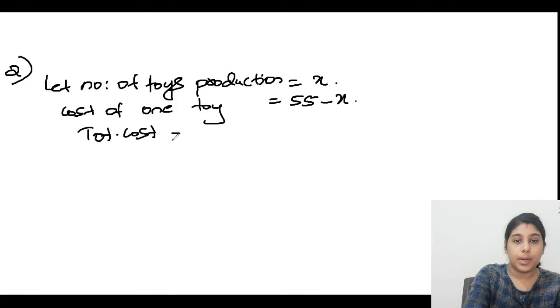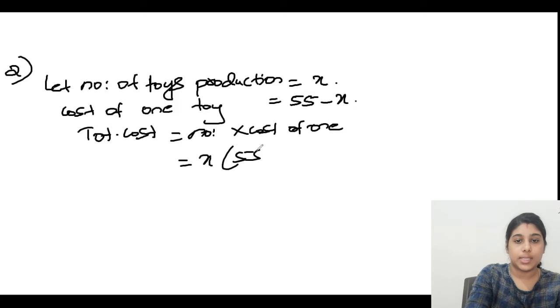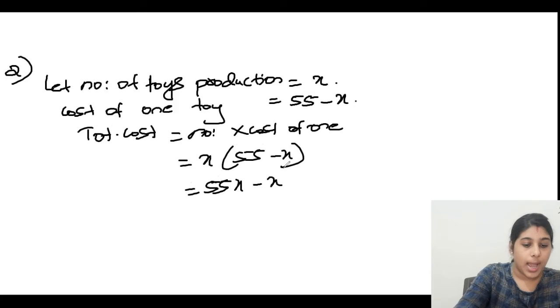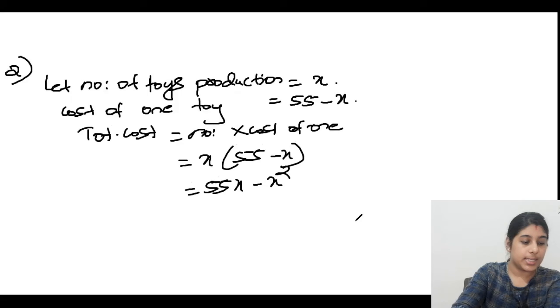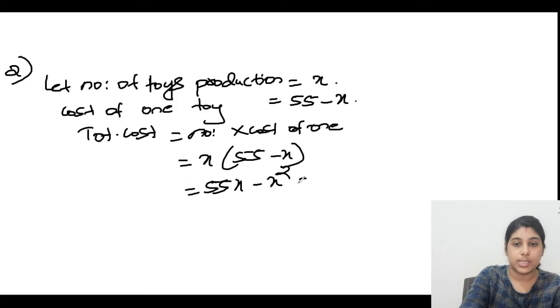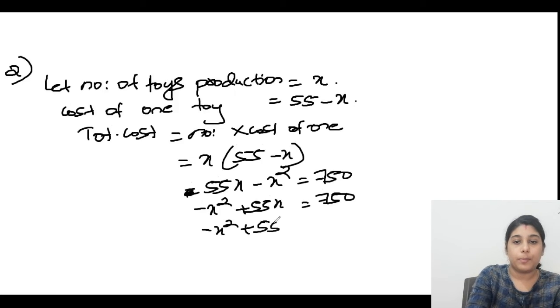And we know that the total cost will be the number into the cost of one, that means x into (55 minus x). When we multiply, we will get 55x minus x square. And the total cost of production given is 750, so that is equal to 750. So this is our quadratic equation. We can arrange it as minus x square plus 55x minus 750 equal to 0.